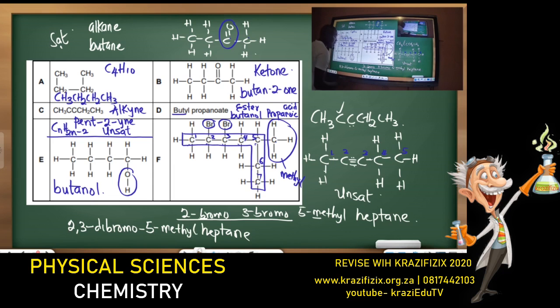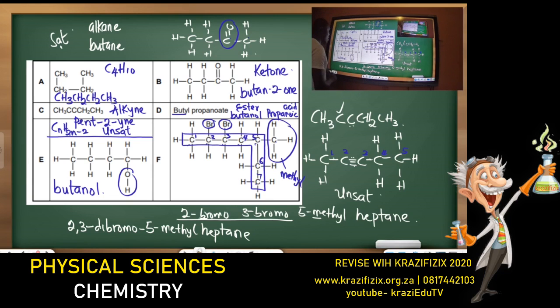Please understand that between a letter and a number, you must put a hyphen. And between a number and a number, you must put a comma. So it is 2, 3 because I have 2 bromo and 3 bromo. They are bromo, I combine them, gives me 2, 3. But don't forget the word di, meaning 2. All right, and then I have 5-methyl. Please, it is important, arrange alphabetically.